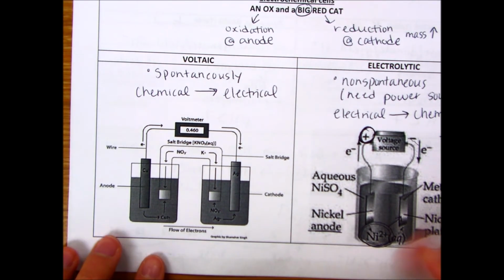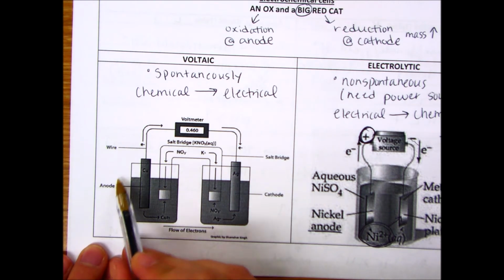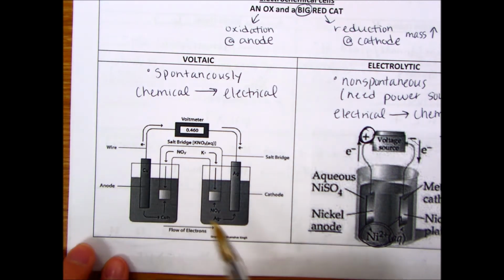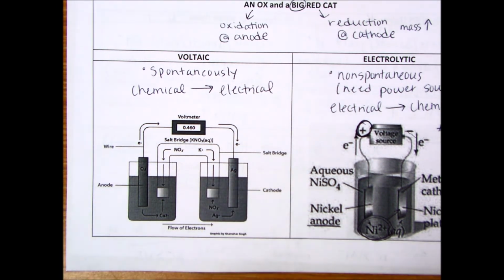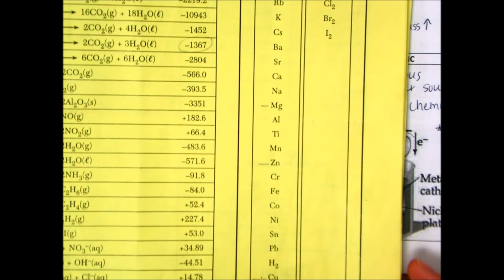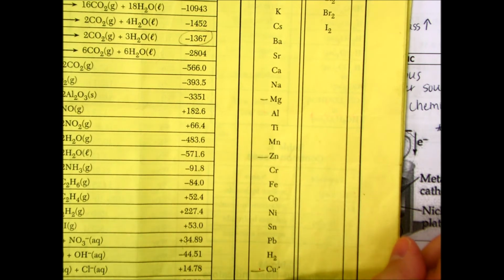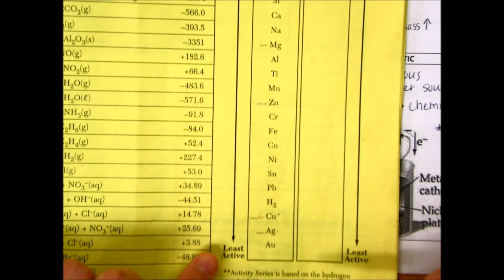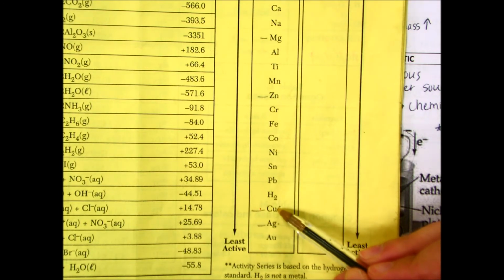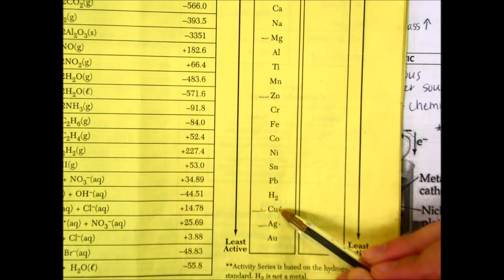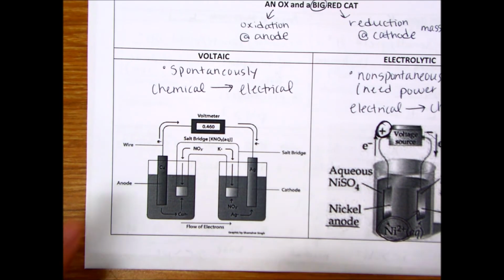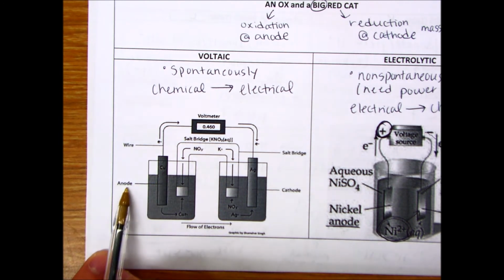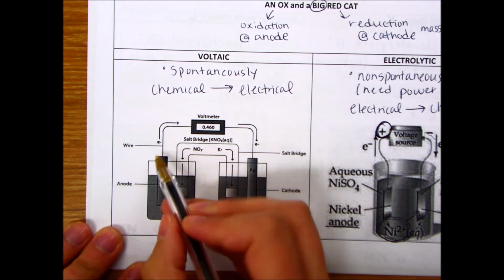In a voltaic cell, now you have a spontaneous chemical change. So what do I mean by that? Well, copper and silver. If you compare the reactivities of those metals, so on table J, if you compare copper and silver, copper is more active than silver. It's higher up. So metals that are more active want to lose electrons. They want to become oxidized. So the copper electrode here is the anode. It's spontaneously going to lose electrons.